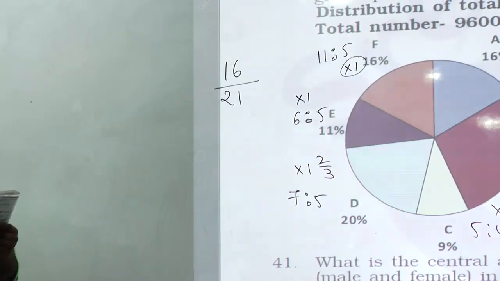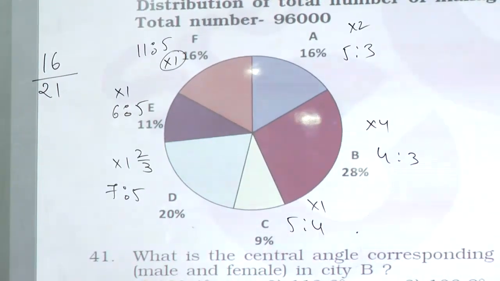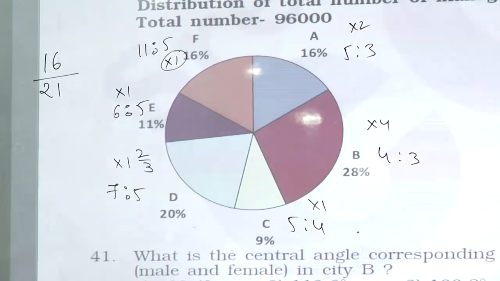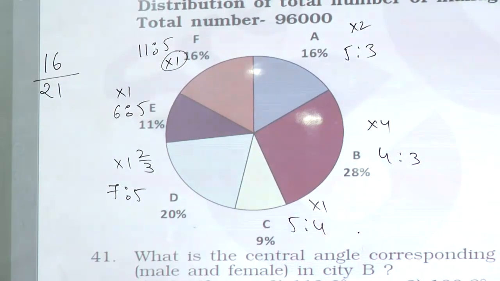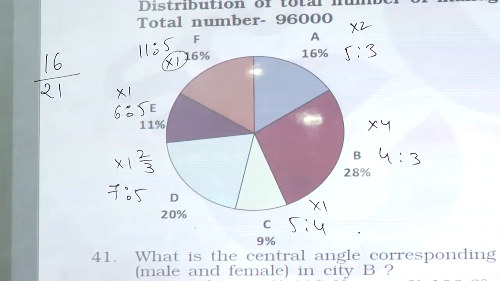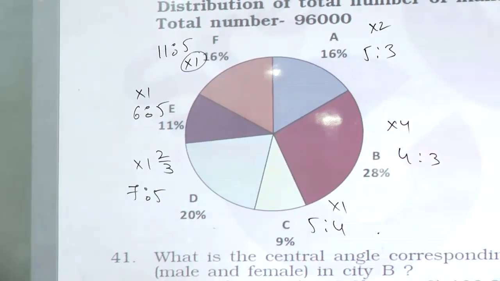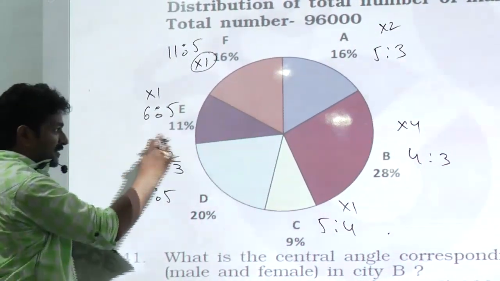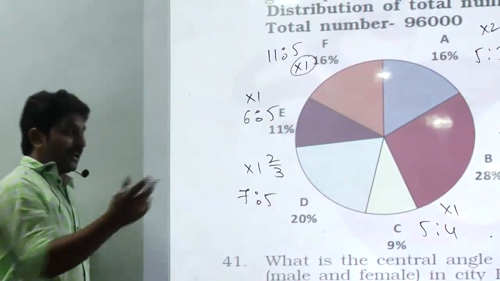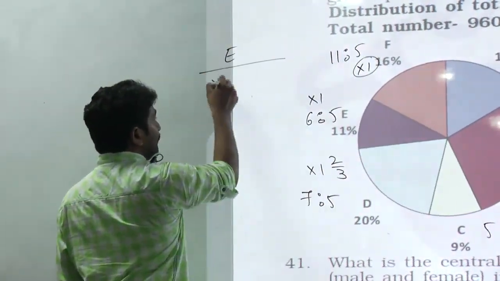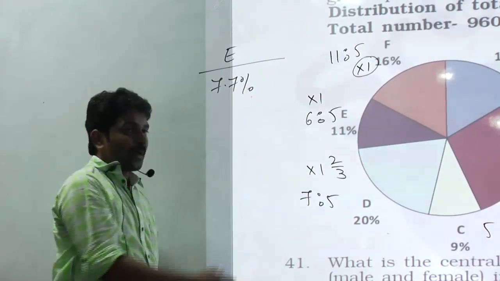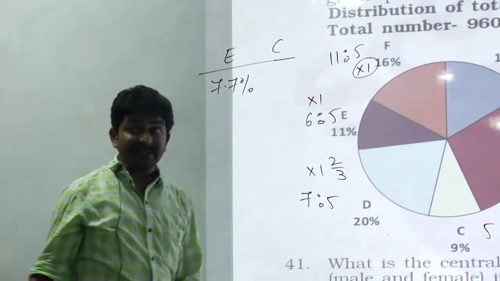45. If 70% of management students from male and female together of city E and 65% of management students of city C are science graduates, what is the difference between number of science graduate management students in E and C? Out of E, what percent they said? 70%. E total it is 11%. Out of 11, 70% is 7.7%.